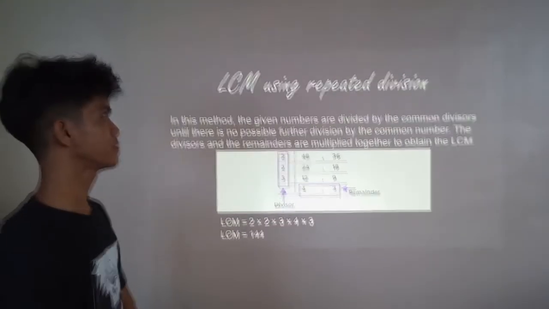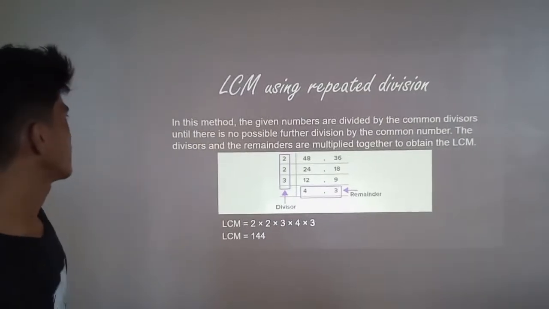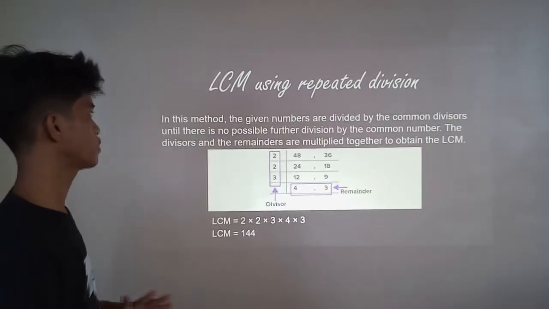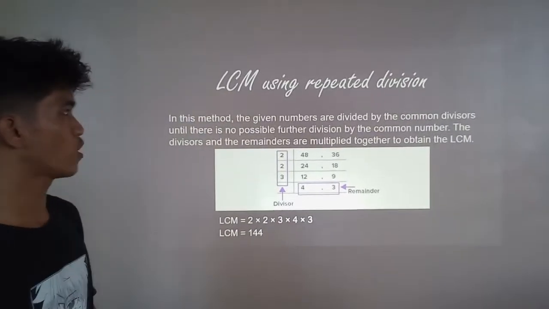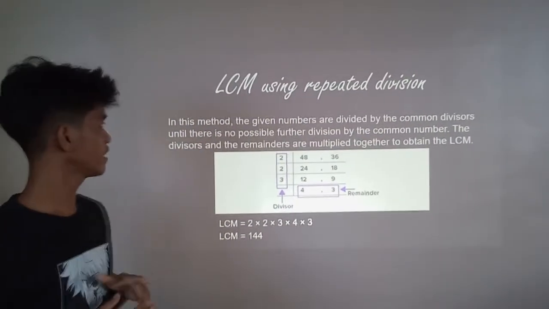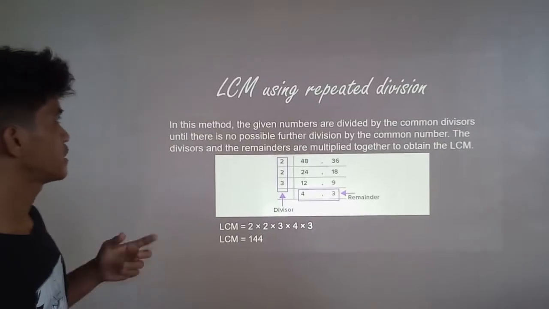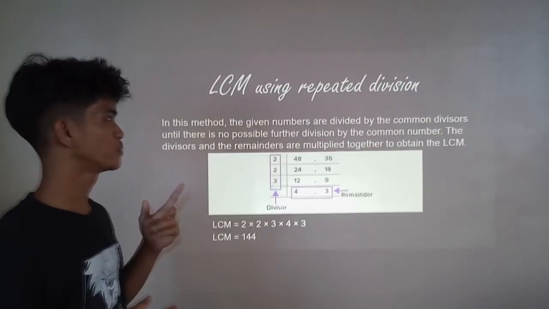LCM using repeated division, which is the second method. In this method, the given numbers are divided by the common divisors until there is no possible further division by the common number. The divisors and the remainders are multiplied together to obtain the LCM, which is the lowest common multiple.